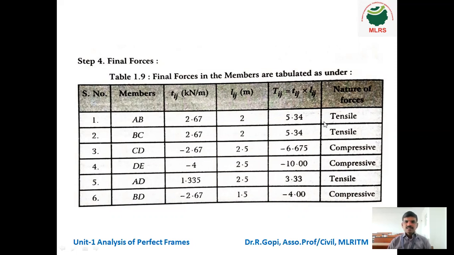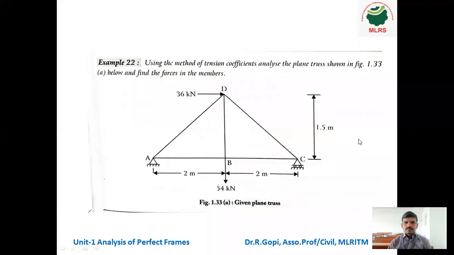Okay. So next we will see one simply supported problem. Please see this problem. The same type of problem we solved in the method of joints. Now we have to solve it using the tension coefficient method. You can see here there is one horizontal load acting on the truss at joint D and one vertical load acting at joint B. Length is also given. Everything is given. So what is the first step?